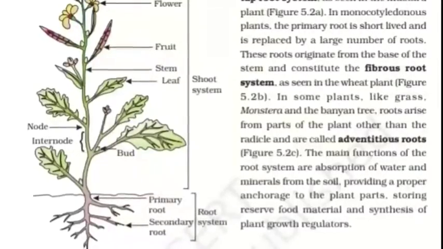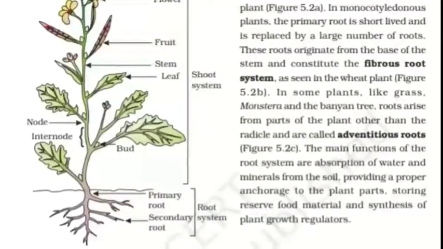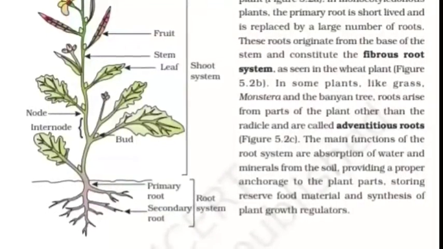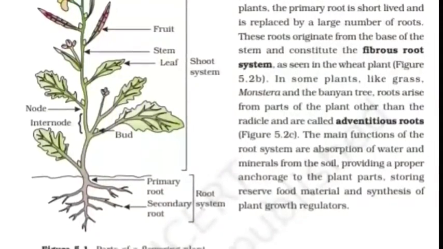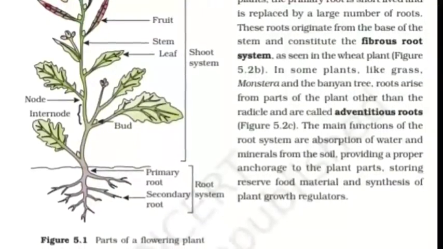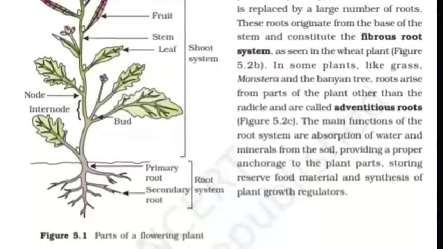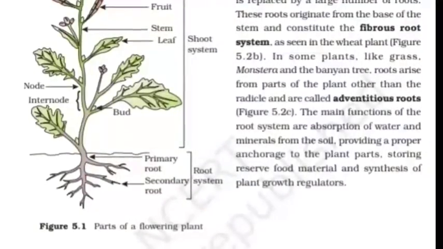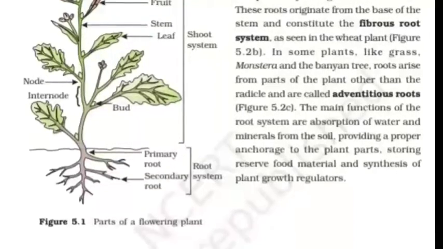The main functions of the root system are absorption of water and minerals from the soil, providing proper anchorage to the plant parts, storing reserve food materials, and synthesis of plant growth regulators.